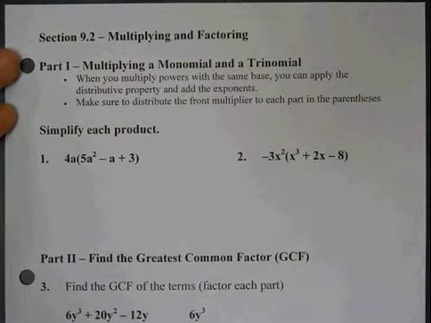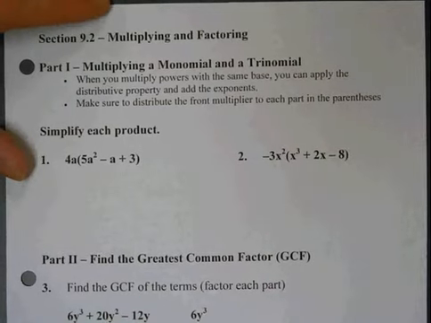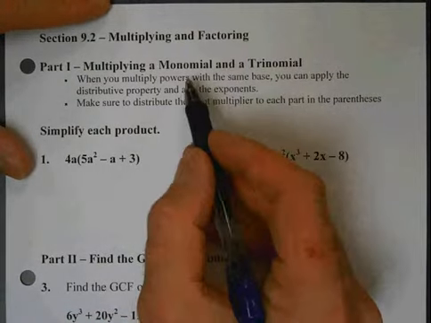Today we're going to be talking about section 9.2. The title is multiplying and factoring. As we're going to learn today, multiplying and factoring are the opposite processes of each other. And the first thing we're going to be doing is multiplying a monomial and a trinomial.